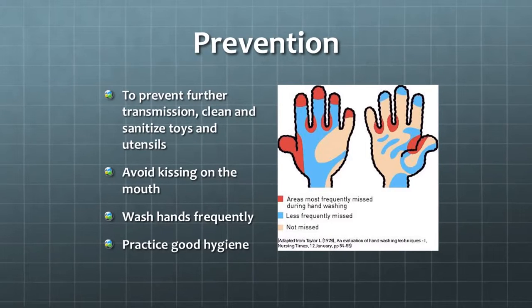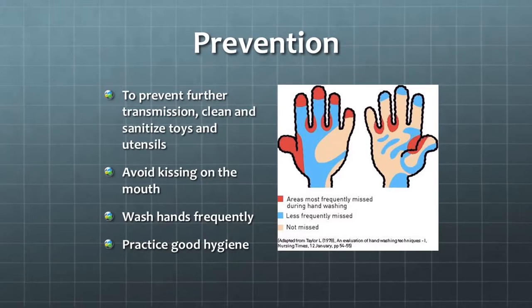Prevention. So to help prevent further transmission, clean and sanitize toys and utensils. And this kind of goes back to what I was talking about on transmission. Just make sure utensils and glasses and all those things are definitely clean and sanitized to stop the spread of this disease. And then avoid kissing on the mouth. Once again, it's the most common way of getting this disease, so just avoid kissing on the mouth someone who has mononucleosis. And then definitely wash your hands frequently.